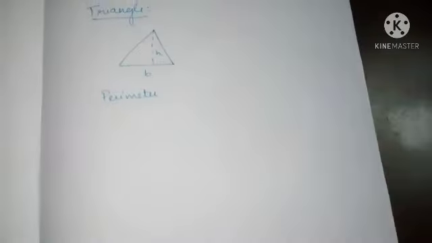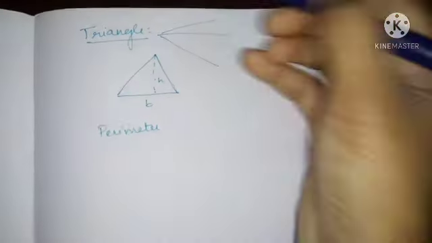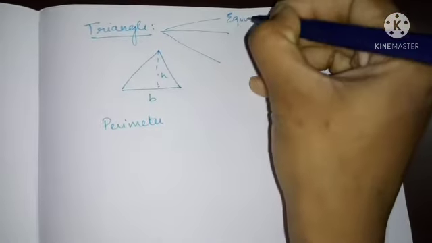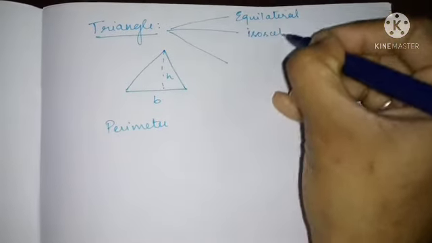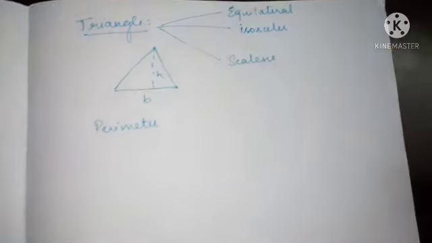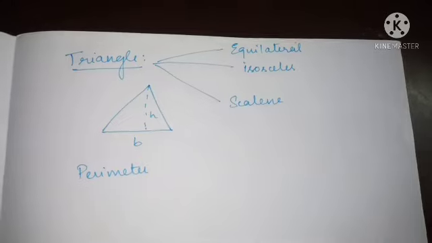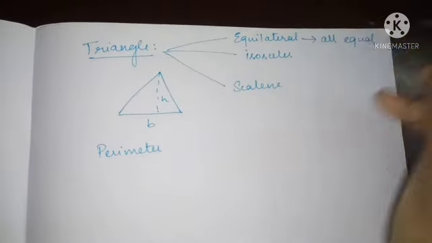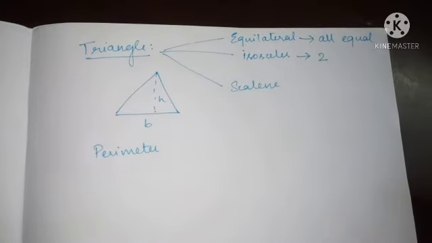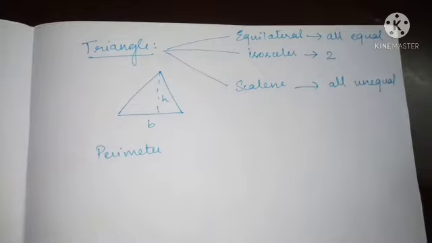Perimeter of the triangle is entirely different because we have 3 types of triangles. What are the 3 types of triangles? Equilateral triangle, isosceles triangle, scalene triangle. Equilateral means all the 3 sides are equal. Isosceles means 2 sides are equal. Scalene, all unequal, which means all are not equal.